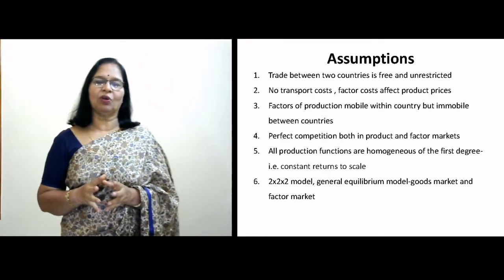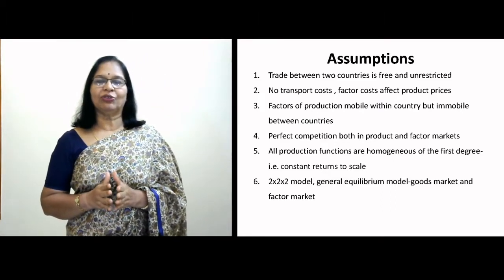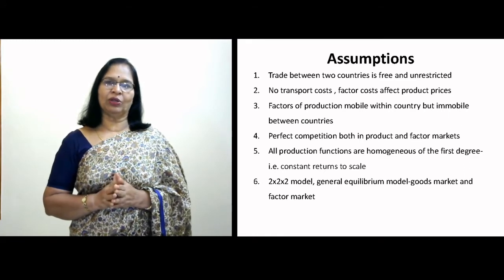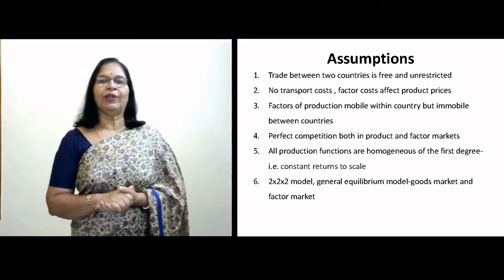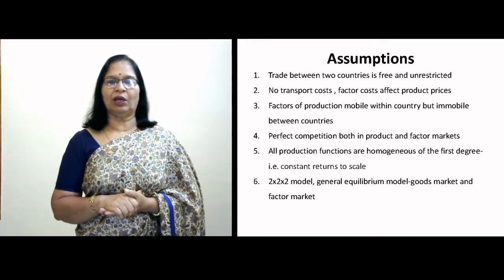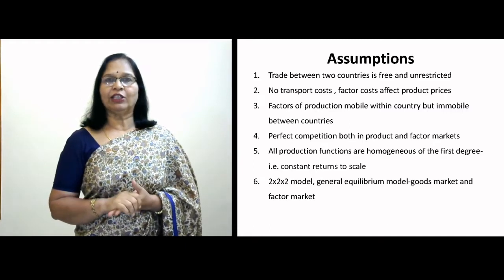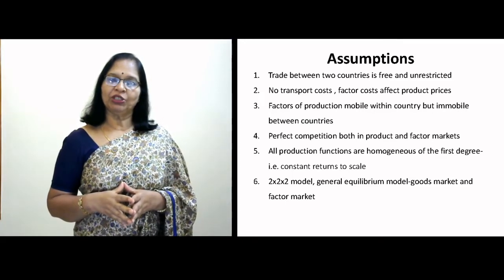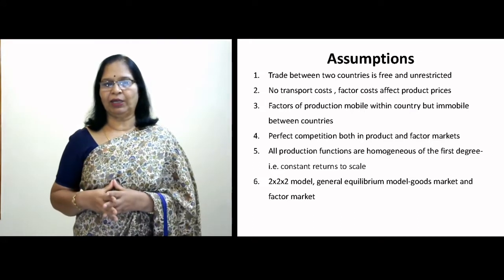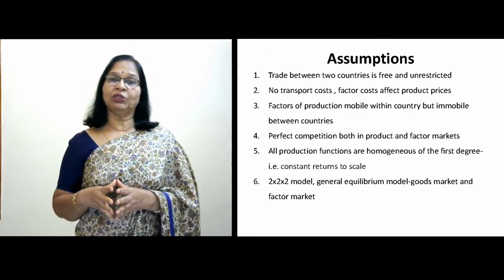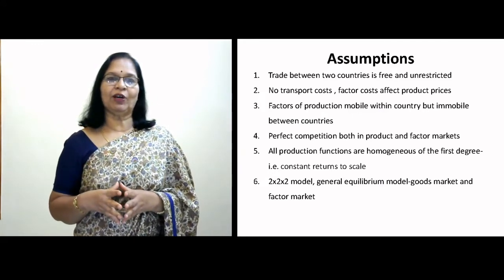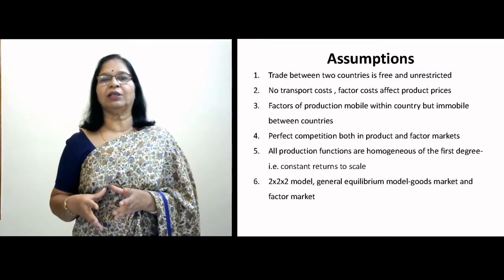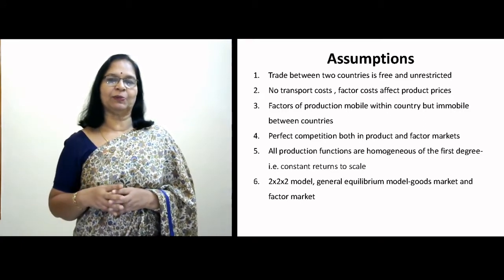Now, what are the assumptions of the theorem? First and foremost, the trade between two countries is unrestricted. There are no restrictions placed on the movement of trade. Second, there are no transport costs, and the factor costs only affect the product prices. Factors of production are mobile within the country but not mobile between countries. Perfect competition prevails both in the product and factor markets. All production functions are homogeneous of the first degree, which means firms are experiencing constant returns to scale. This is to avoid increasing returns or decreasing returns, which in turn will affect the prices of goods.